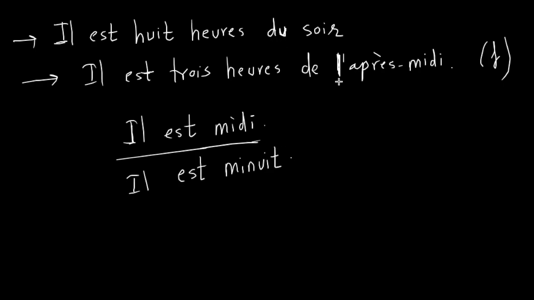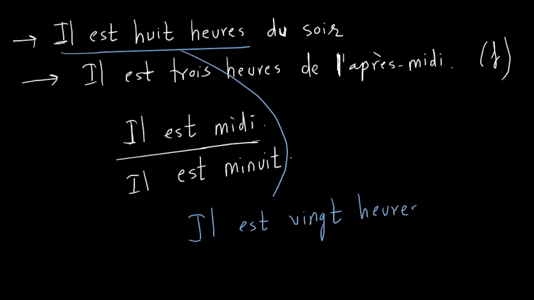If you don't want to use "de" followed by morning, evening, afternoon, you will have to use the 24-hour clock. Then that removes the requirement to specify it. For example, what was this? "8 heures du soir." Instead of that, you could say "il est 20 heures". That means the same thing.